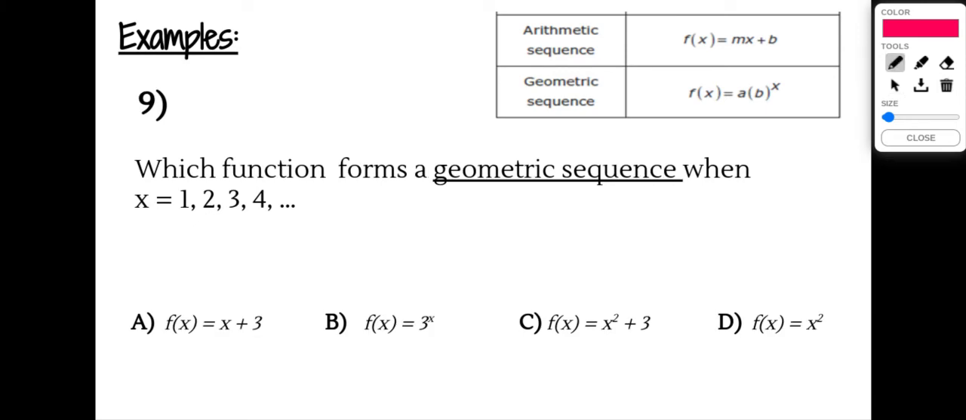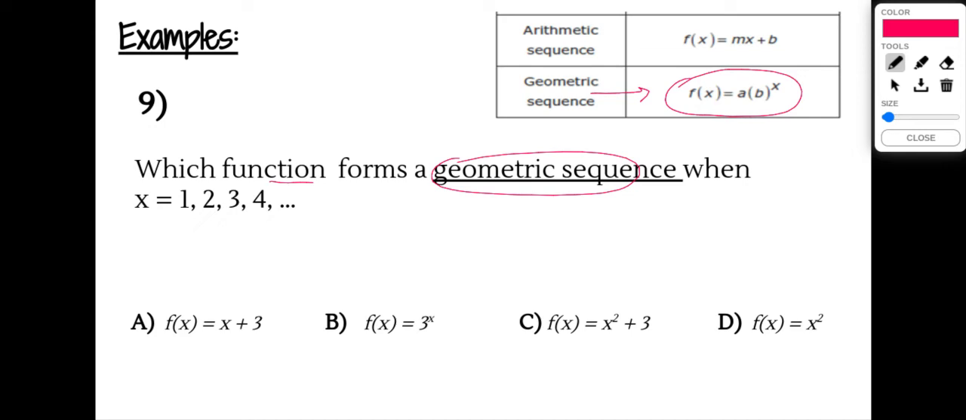In number 9, which function forms a geometric sequence when x is 1, 2, 3, and 4? Okay, so let's see if we can use our formula sheet for this one too. It says geometric sequence, and we're given function rules. See how they all start with f of x? Okay, let's go up to our formula sheet. Geometric sequences always have a function rule that looks like this.